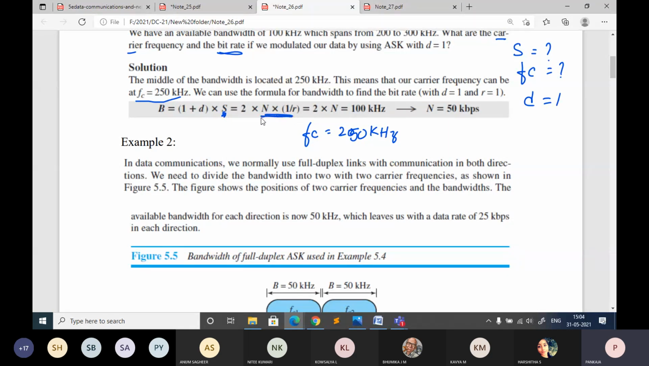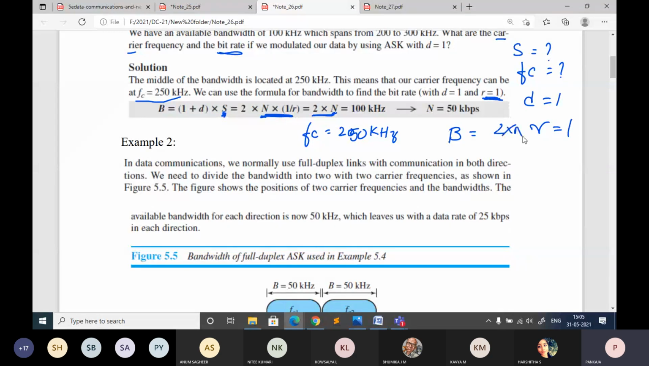So we have solved one problem like this also in the previous class. Now I know the bandwidth, and I need to calculate the bit rate, that is the N value. Here there is one more assumption, r is equal to 1. That means each data element is carried by each signal element. In such a case, the value of r is equal to 1. If that is the case, you will get B is equal to 2N.